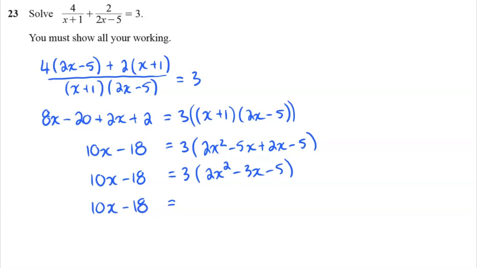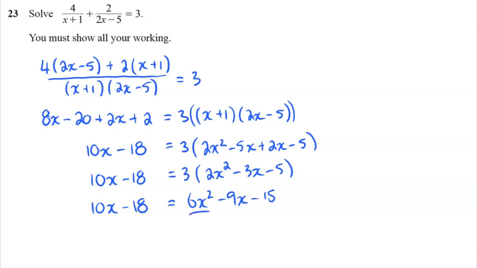Is equal to 3 2's are 6. We have 6x squared minus 9x. The 3 is getting distributed, minus 15. All right, isn't this good? Now all we have to do is collect like terms.